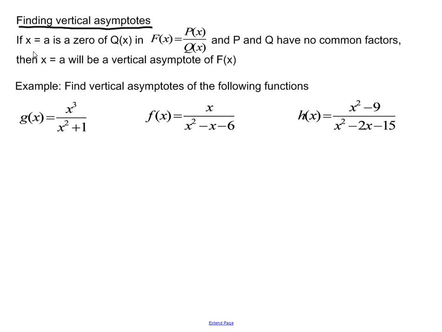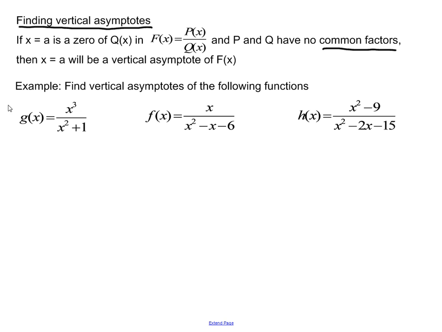Well, by what we said before, if x equals a is a 0 of q of x, the denominator of our function, and if p and q have no common factors, then x equals a will be a vertical asymptote of that function f of x. Now, does that mean anytime we're looking for a vertical asymptote, we set the denominator equal to 0? Well, first, we should look to see if there are any common factors.